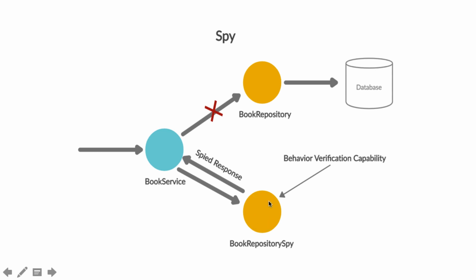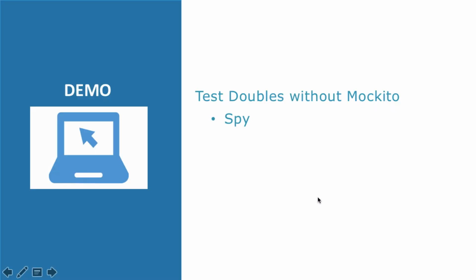As soon as they call the book repository SPY methods, the calls are recorded and a spied response is sent, because the book repository SPY has a behavior verification capability. Every interaction which book service makes with the book repository SPY, we record here. Why it is useful, we'll see through a demo. So let's go to IntelliJ and see the SPY test double demo without Mockito.